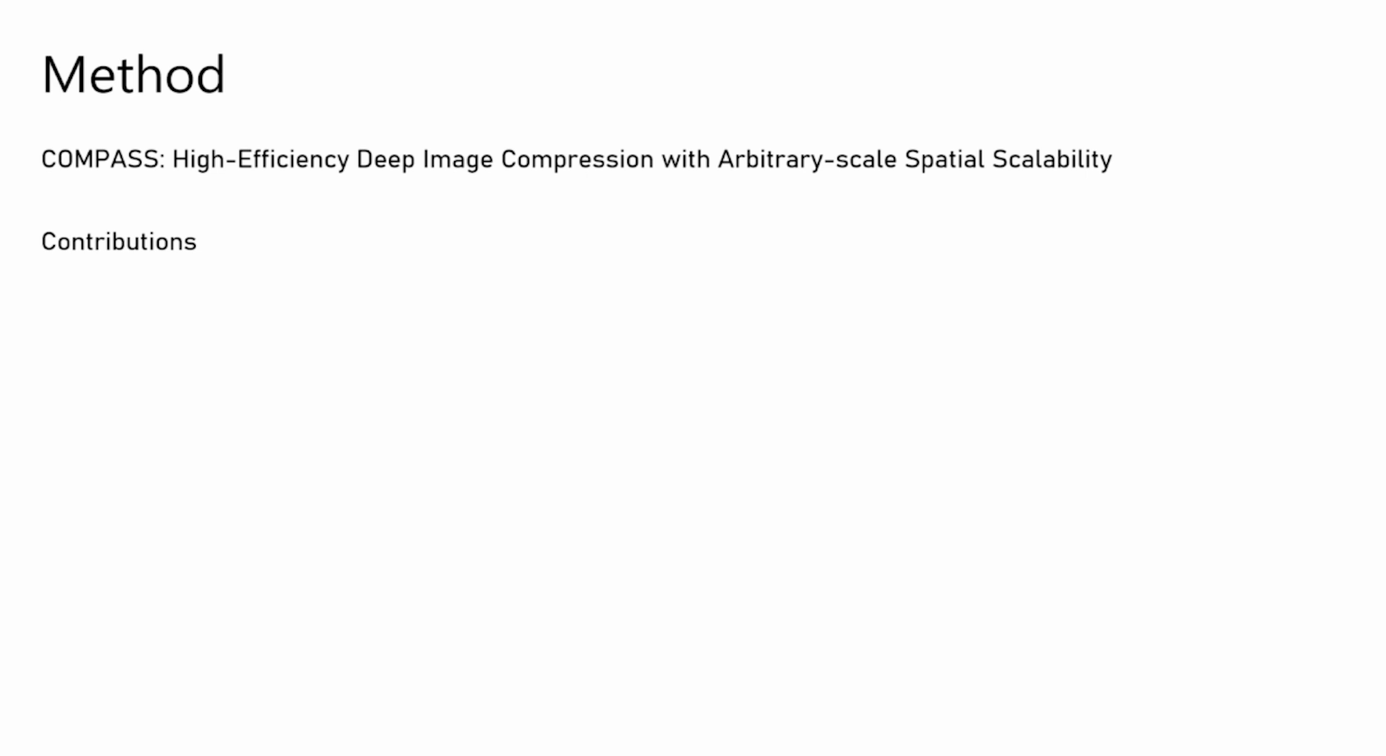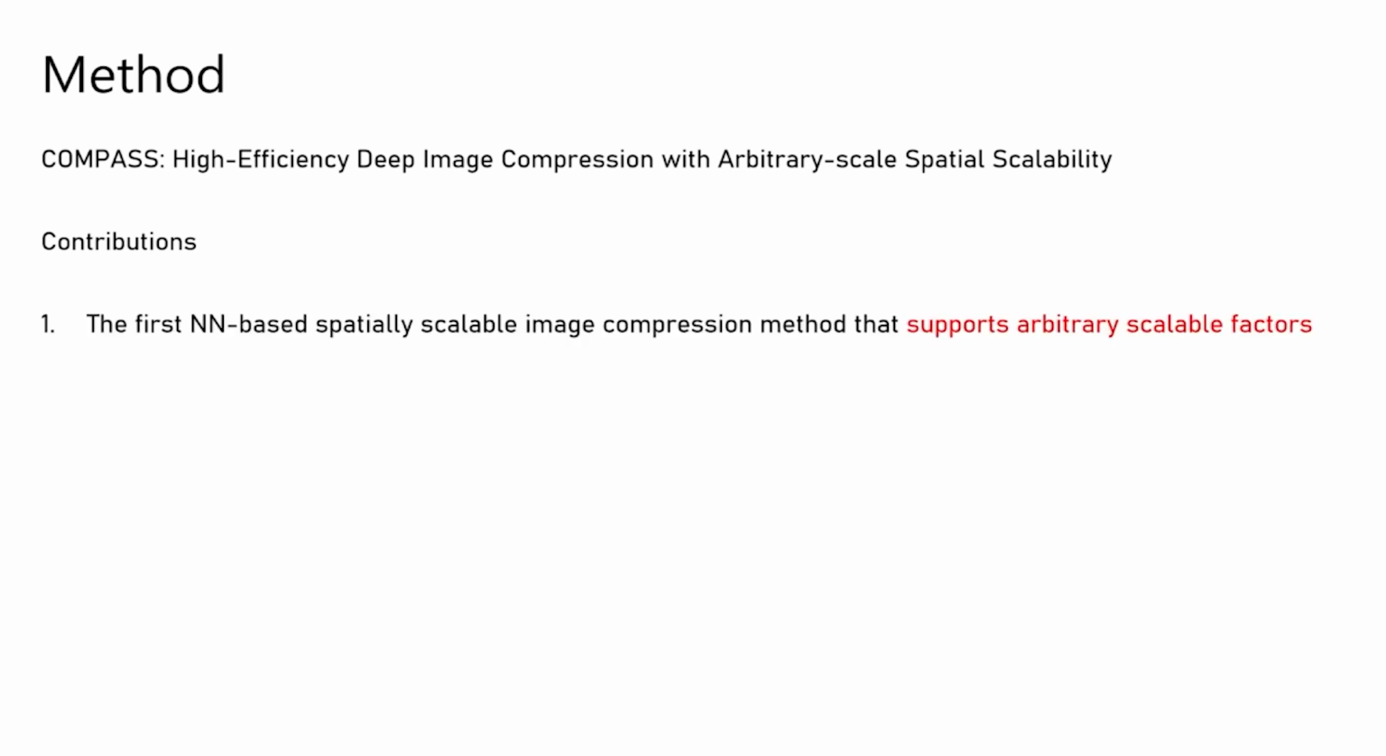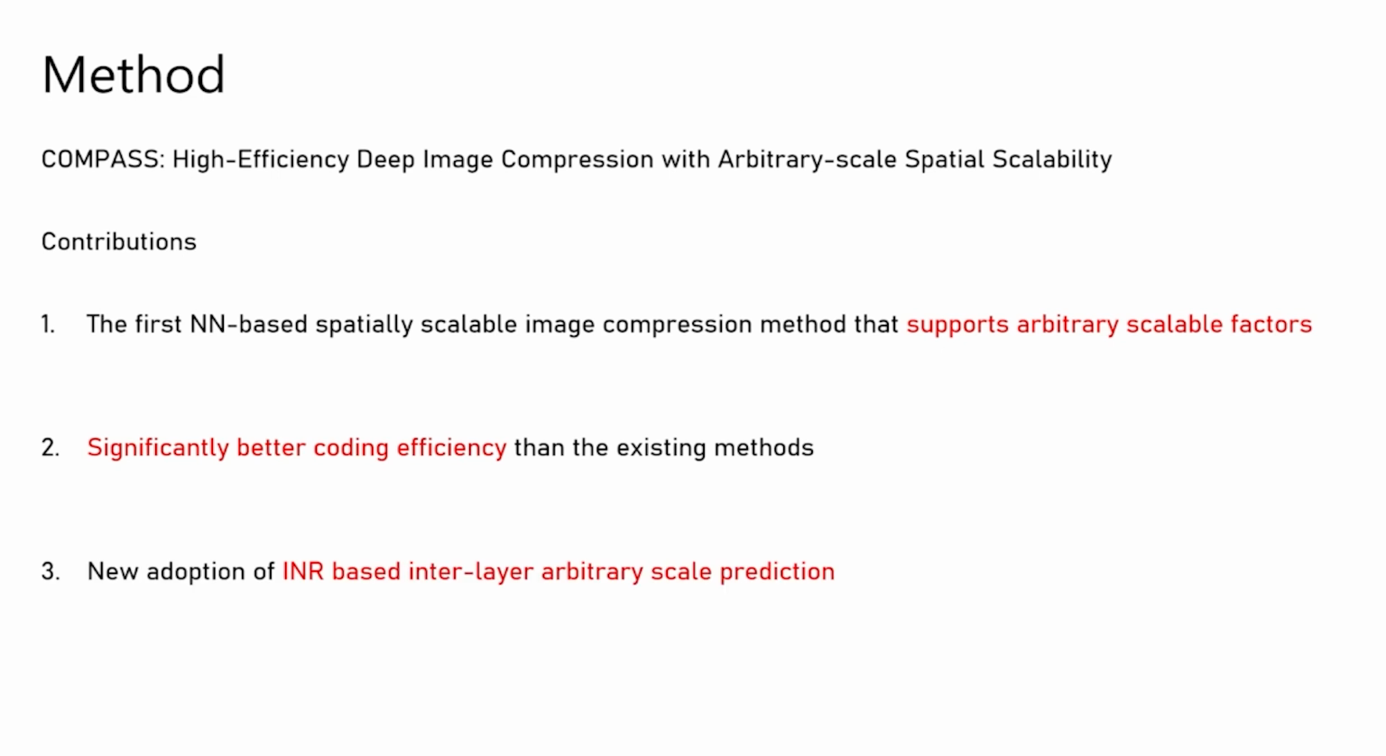and our work comprises 3 significant contributions. First, COMPASS stands as the pioneering neural network-based spatially scalable image compression method that accommodates arbitrary scalable factors and the number of layers. Second, COMPASS demonstrates significantly improved coding efficiency compared to existing methods. Moreover, it achieves comparable or even superior performance in terms of coding efficiency when compared to single-layer coding across various scale factors. Lastly, COMPASS incorporates an interlayer arbitrary scale prediction technique called LIF, which relies on implicit neural representation to effectively reduce redundancy and support arbitrary scale factors.